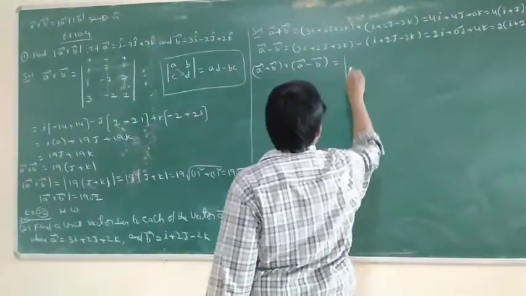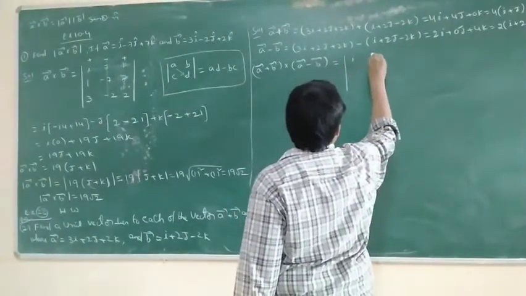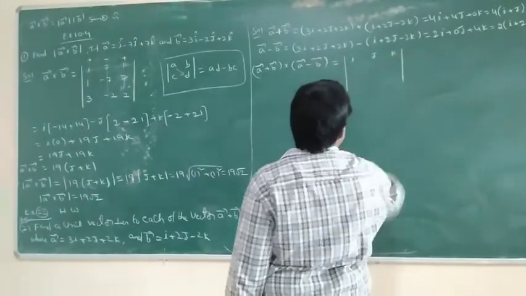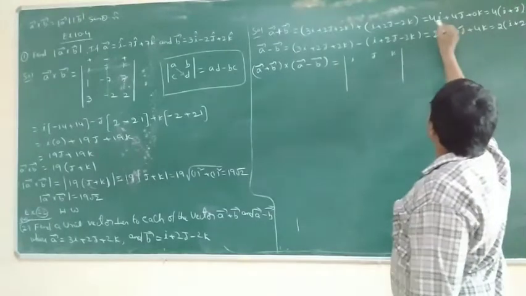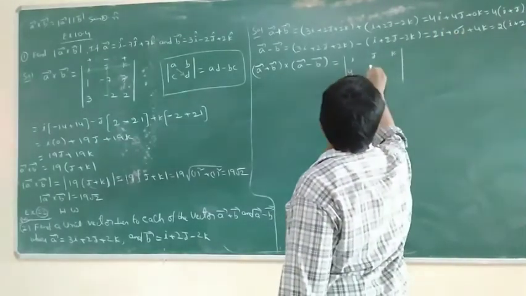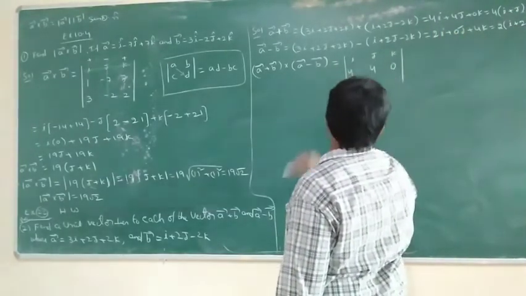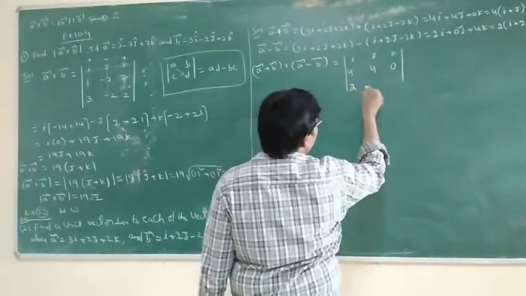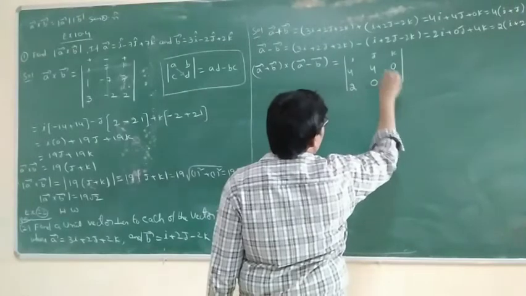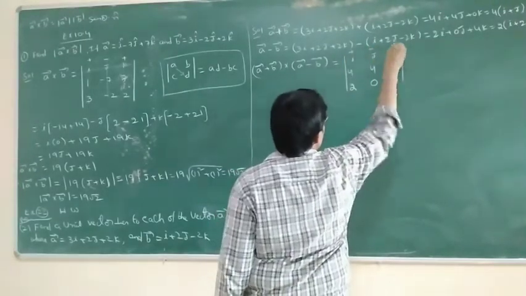So a bar plus b bar, first i j k. Next, a bar plus b bar is equal to i component 4, j component 4, k component 0. Next, a minus b: i component 2, j component 0, k component 4, with signs plus minus plus.